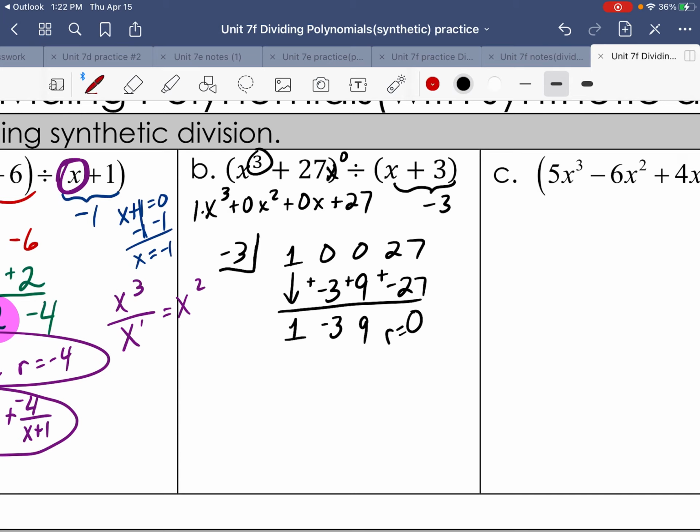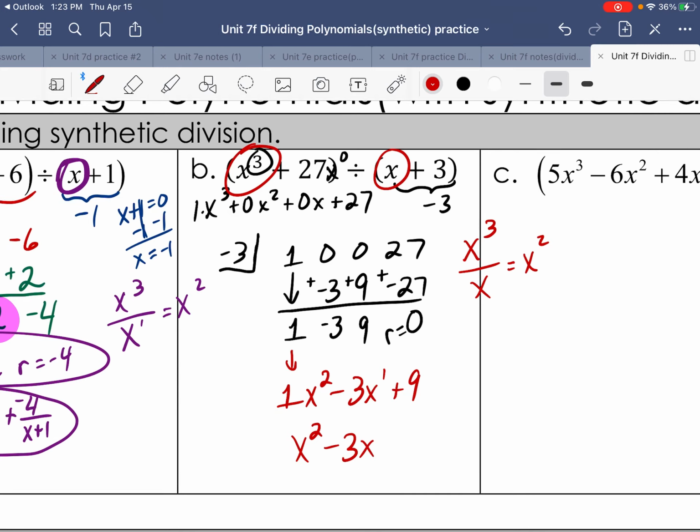Now I'm going to look up top. We have x cubed divided by x, and what's that going to be? x squared. So our very first coefficient is 1, and then it's going to be x squared minus 3x to the first, plus 9x to the 0 power, and we don't need x to the 0, and it has a remainder of 0. I'm going to clean this up a little, simplify it. 1 times x squared is x squared minus 3x plus 9. Perfect.